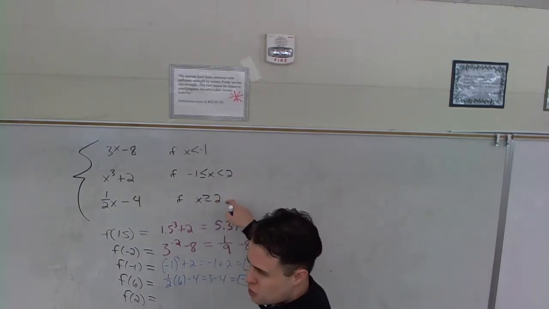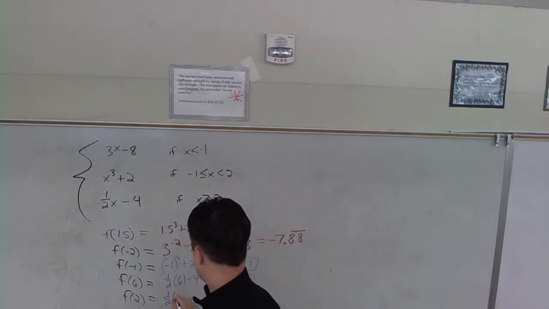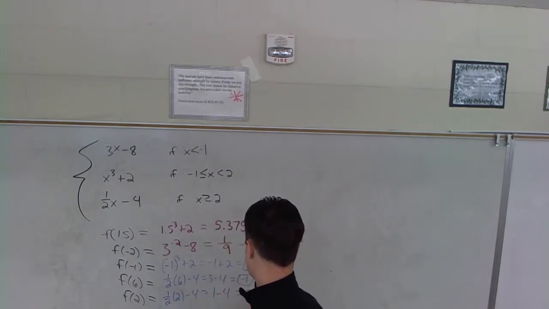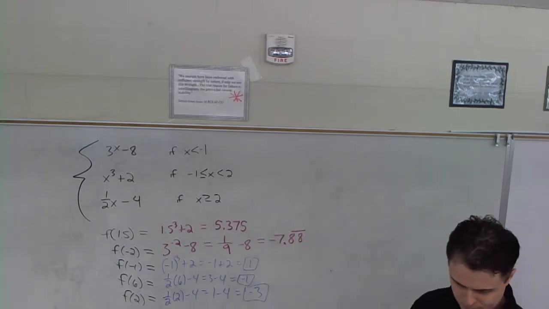2. Which one of these two is 2 going to go into? 1/2 x minus 4. Well, it's equal to on this one, right? So it's going to go in the line. Half of 2 is 1 minus 4. What's that? Minus 3. Oh man, that's a bad minus. Okay, there we go.